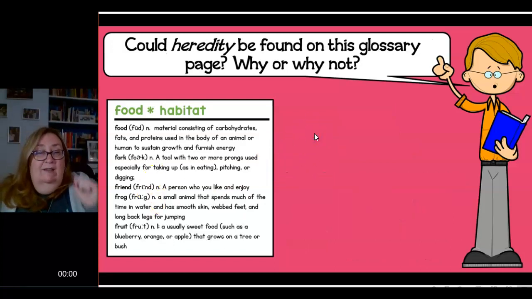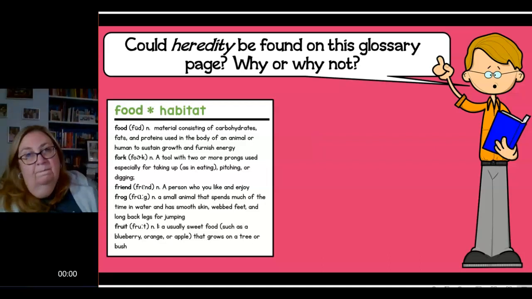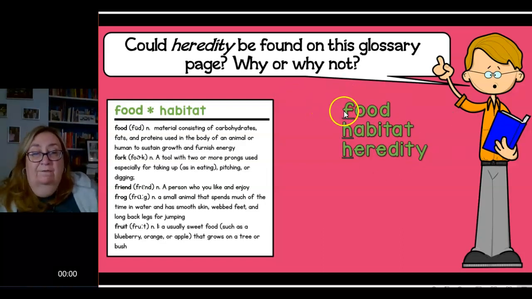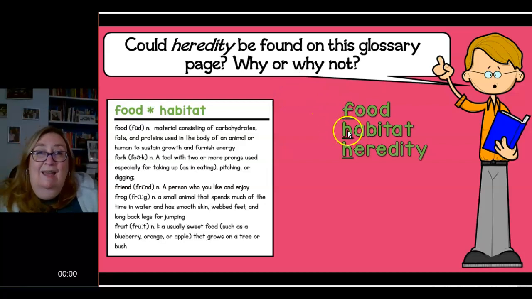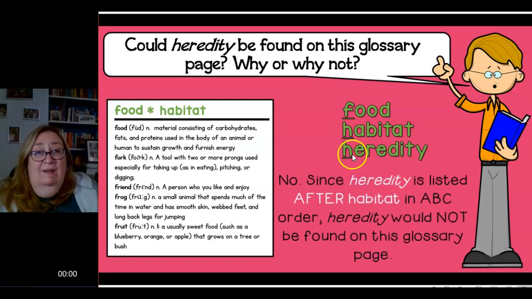How about heredity? Pause and tell me what you think. All right, I'm going to put them in alphabetical order again. F of food comes before habitat. Habitat begins with HA. That comes before heredity, which begins with HE. So because heredity comes after habitat, and habitat's the last word on the page, then heredity must appear on one of the next pages in the glossary or the dictionary.